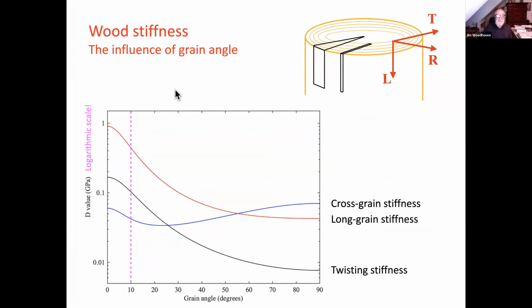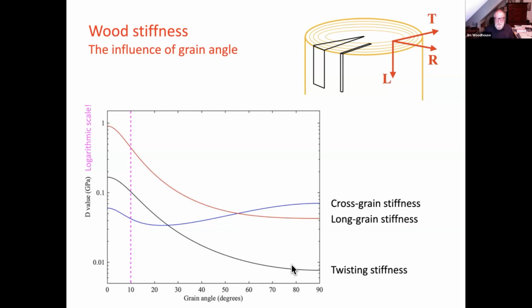Which is the influence of grain angle rather than ring angle. So if you're not quite in the split direction, so the wood fibers are not absolutely parallel to your plate, but running through it at an angle, then that will be the grain angle. And again, degrees, naught means perfect split. By the time you get to 90, it's at right angles to the tree's axis. Again, we got three curves for the same three things: cross grain stiffness, long grain stiffness, and twisting stiffness.